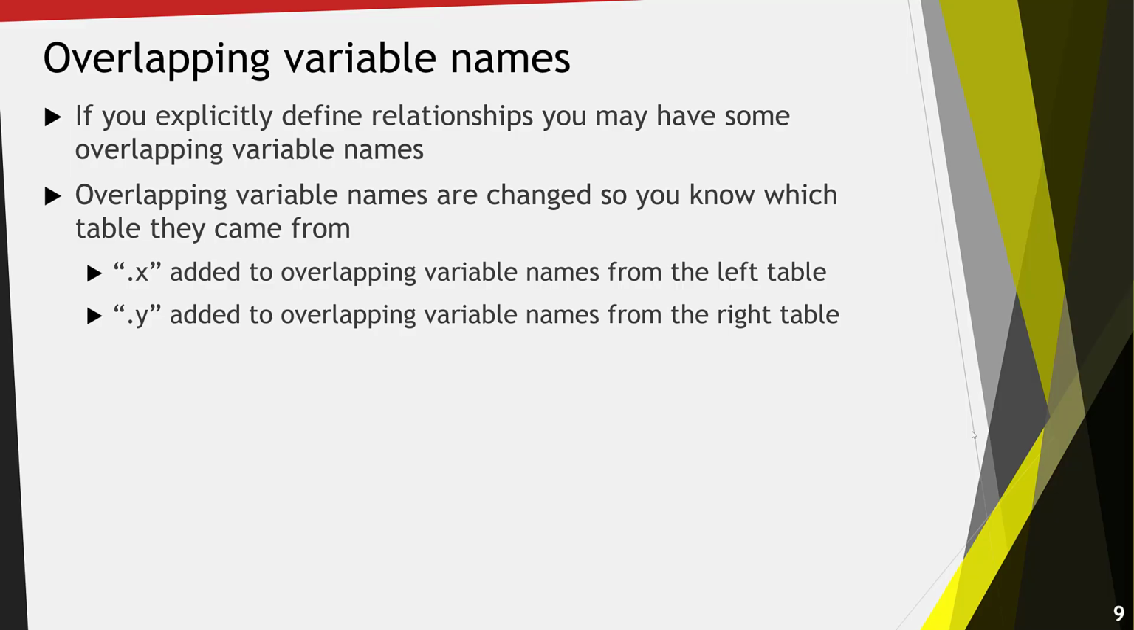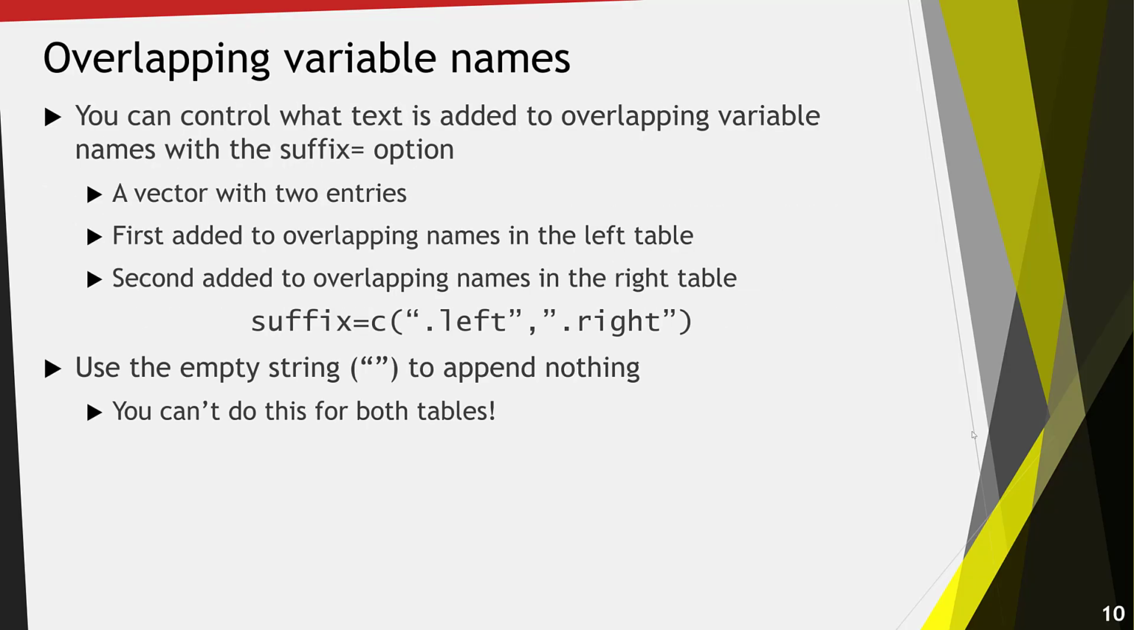Unlike natural joins, if you explicitly define relationships, you may have some overlapping variable names. A variable name that occurs in both the left table and the right table, but is not part of the relationships. When R joins tables with overlapping variable names, it changes the variable names so you know which table they came from. By default, R will add .x to overlapping variable names from the left table and .y to overlapping variable names from the right table. You can change this behavior.